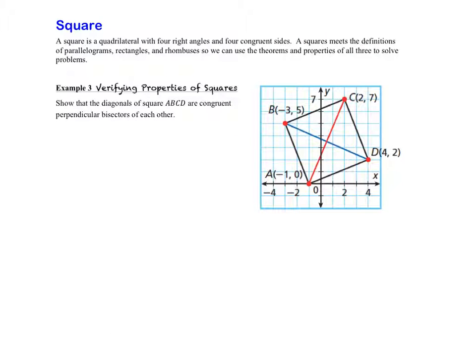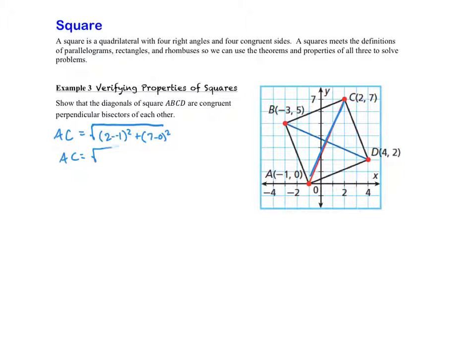Okay, this is kind of a lengthy problem. So we want to show that the diagonals of a square are congruent perpendicular bisectors of each other. So the diagonals, well, the first thing, to show that they are congruent, we would need distance formula because we want to see the length of them. So I take my 2 points, x2 minus x1, which is 2 minus negative 1 squared, plus y2 minus y1, 7 minus 0 squared. Let me mark what I'm actually finding instead of just distance. I'm finding the length right now of AC.